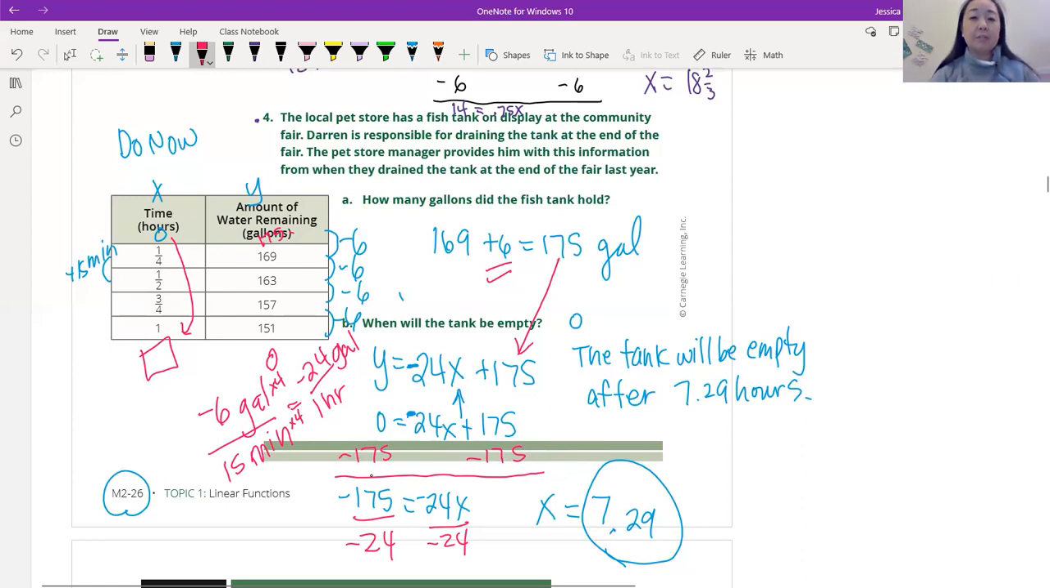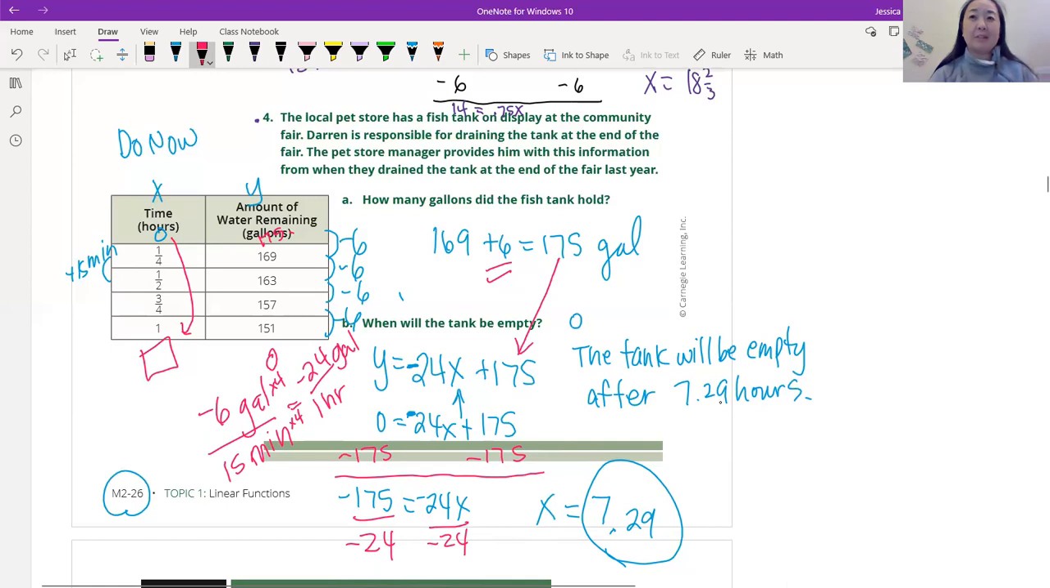So subtract 175 on both sides. And then we just get 0 minus 175, which is negative 175, is equal to negative 24x. And then we're just dividing both sides by negative 24 to get 7.29. So we're going to answer the question, and the tank will be empty after 7.29 hours.